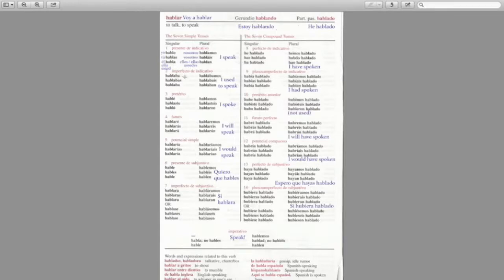So section 2, imperfecto de indicativo. Imperfect, indicative, whatever. I used to speak is basically what that comes down to. So hablaba español. I used to speak Spanish. Hablaba español. Section 3 is I spoke. So simple past. I spoke with him yesterday. Hablé con él ayer. Spoke with Tony yesterday. Hablé con Tony ayer. Okay.